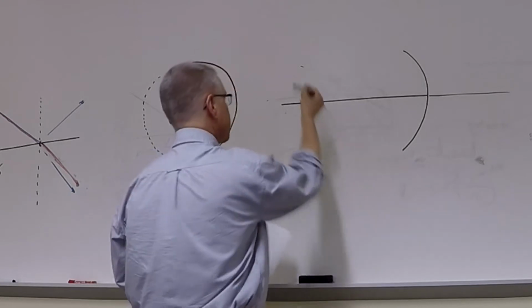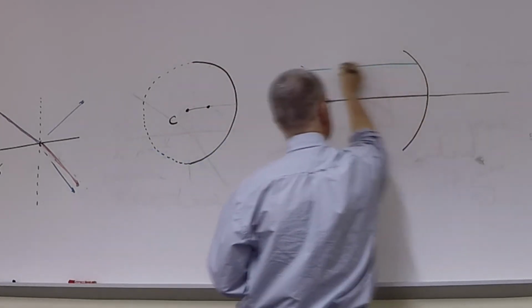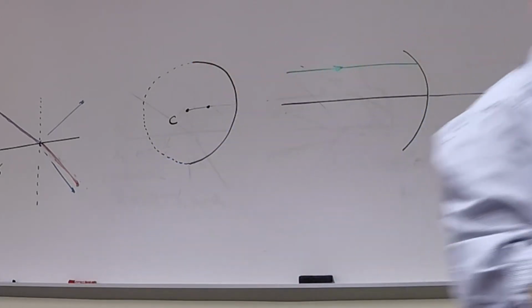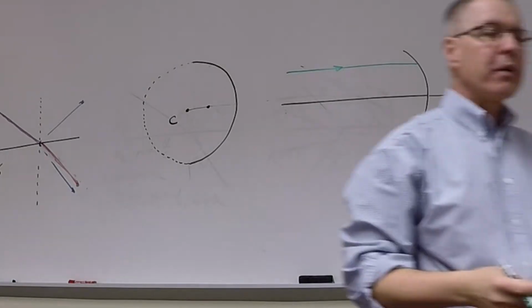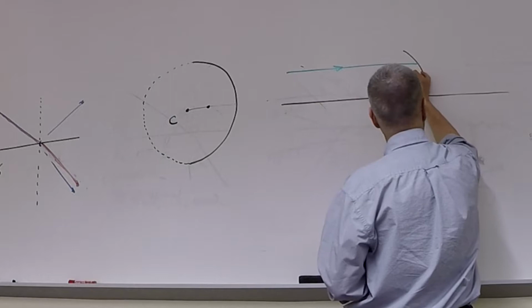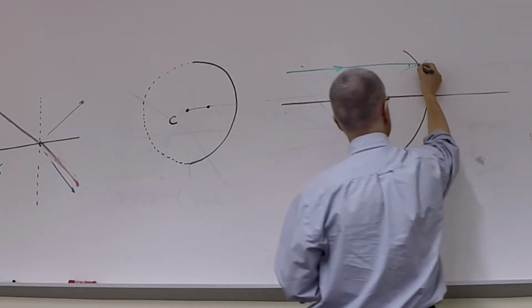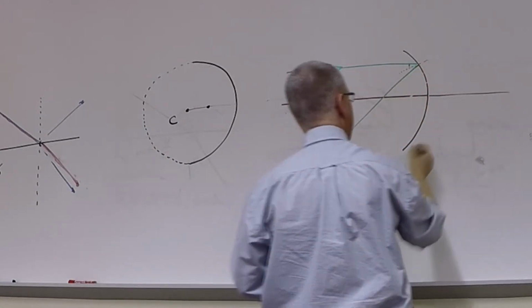So let's say I send a light ray like this, and it hits the mirror right there. Well, it's going to reflect, and it's going to follow the law of reflection, so whatever the angle going in is the same as the angle coming out, as measured from the normal line, or the line that's perpendicular to the surface at that point. So here's my normal line. Here's the angle coming in, angle coming out is the same, and I'll get a reflected ray like that.